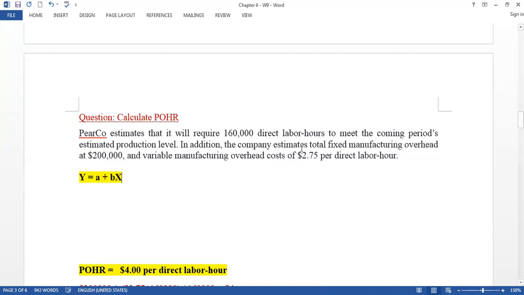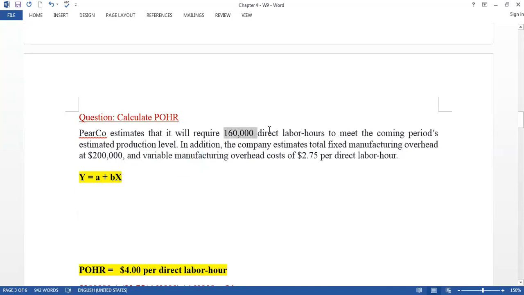Then try to find out which part of this question is a, which part of the question is b, and which part of the question is x. We know that a is the fixed cost, b is the variable cost per unit. And what is the meaning of x? X is the level of activity, right?